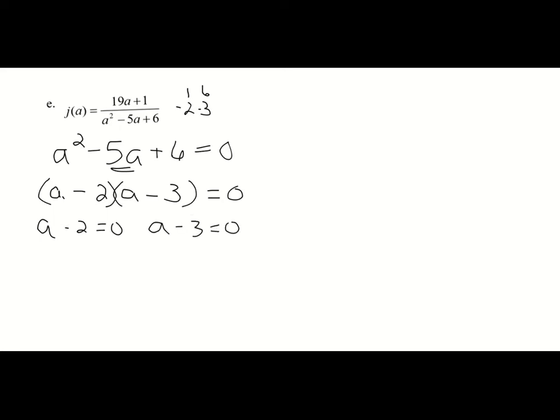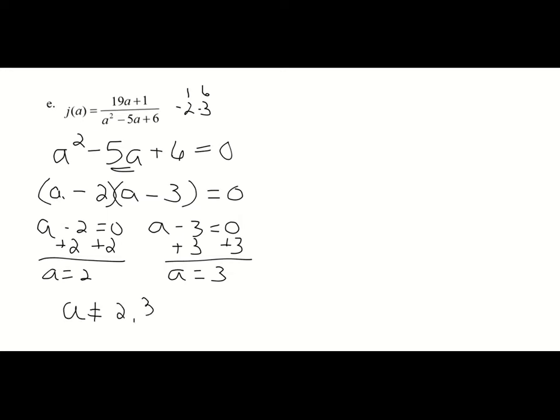And so for the first one, we will add 2 to both sides. So we get a equals 2. Here we'll add 3 to both sides. A equals 3. So again, my domain can be any real numbers except a cannot equal 2 or 3.